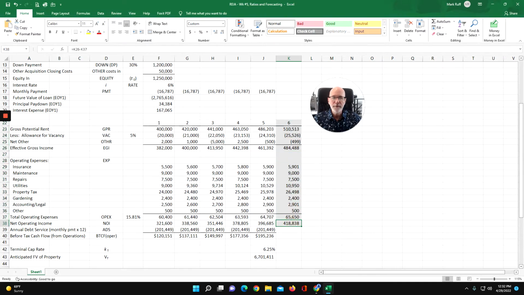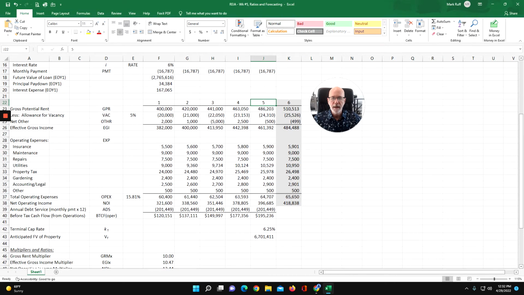Well, the reason for that is because when we hold for 5 years, when we sell it, we're going to capitalize year 6's net operating income by this terminal cap rate that was given in order to determine the likely or potential sales price at the end of the deal.